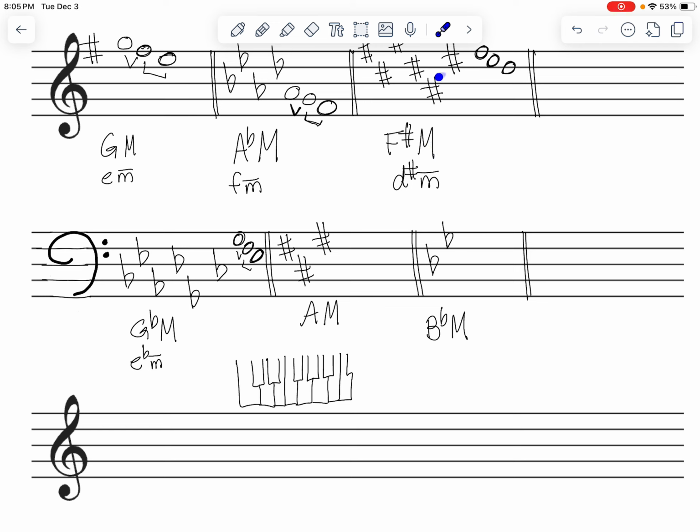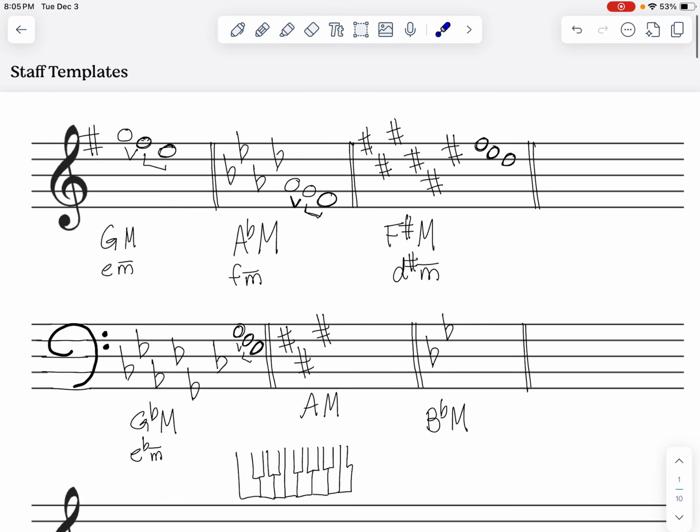We have F sharp major and D sharp minor. Then we have G flat major and E flat minor. These are enharmonics, but they're not interchangeable because their key signatures are different. G flat major, it has 6 flats. E flat minor, it has 6 flats. F sharp major, it has 6 sharps, and D sharp minor has 6 sharps, okay? So they are not the same.